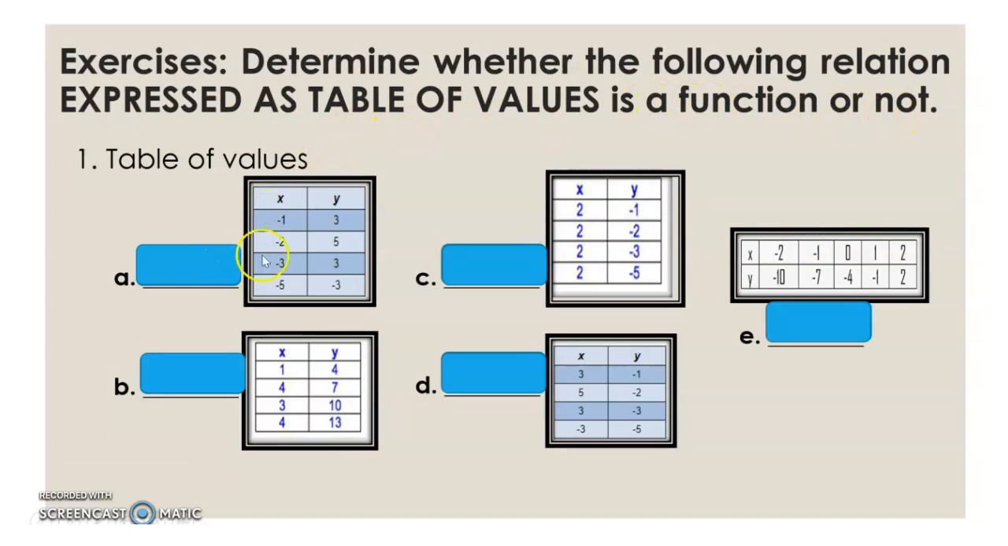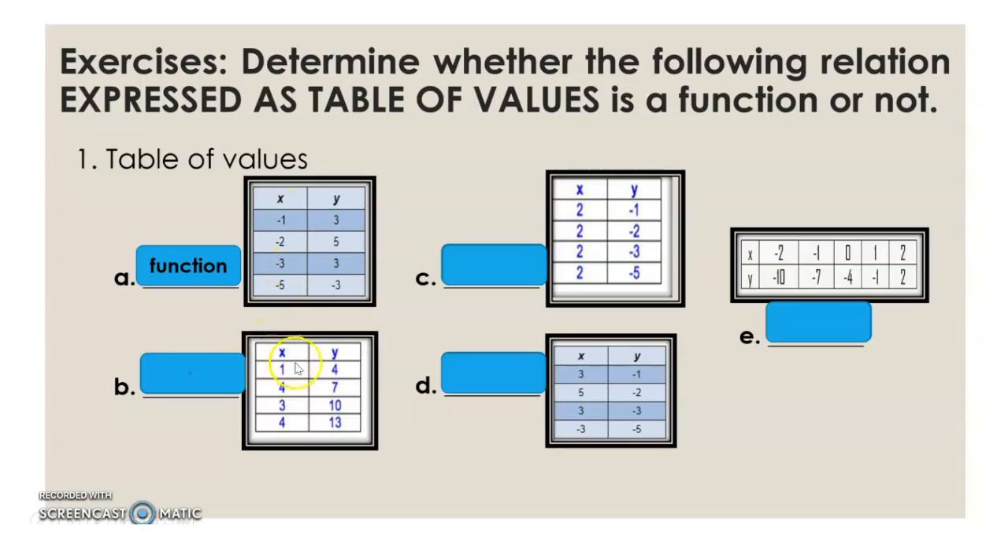Let's take a look at the first table of values. So the first one, is it a function or not? The answer is it's a function. Why? Because every element of x, we have four elements in the domain. We have -1, -2, -3, and -5. We have different elements in the domain, and each element in the domain is paired with exactly one element in the range. So this is a function.